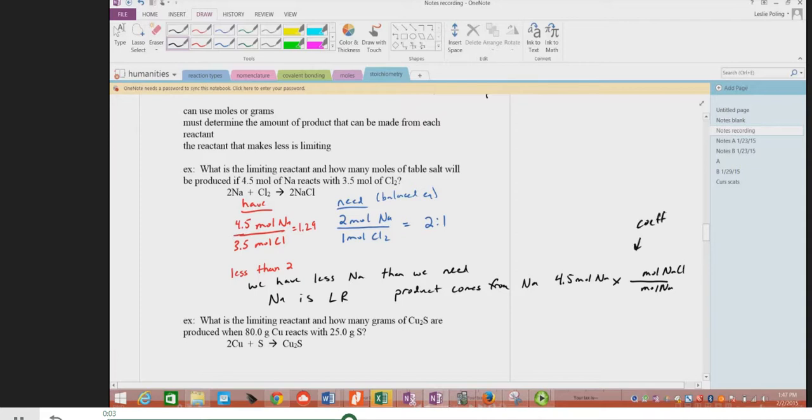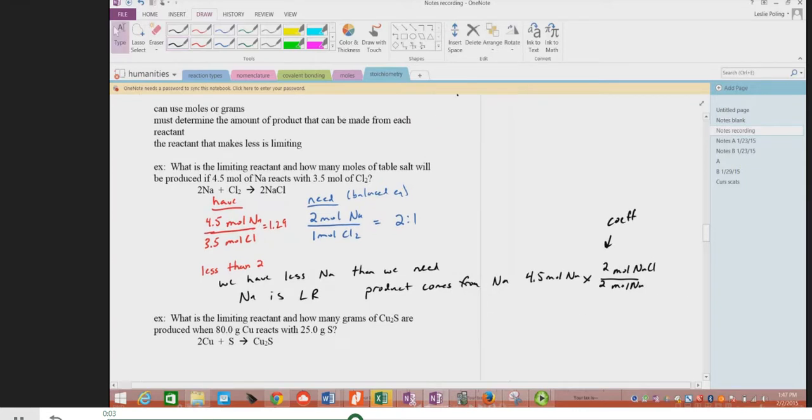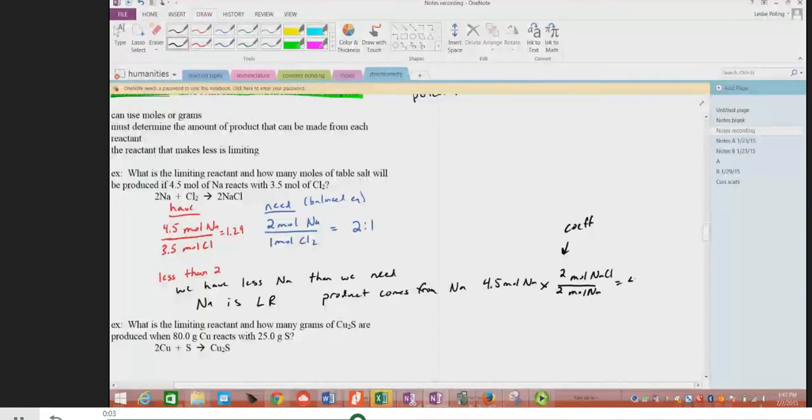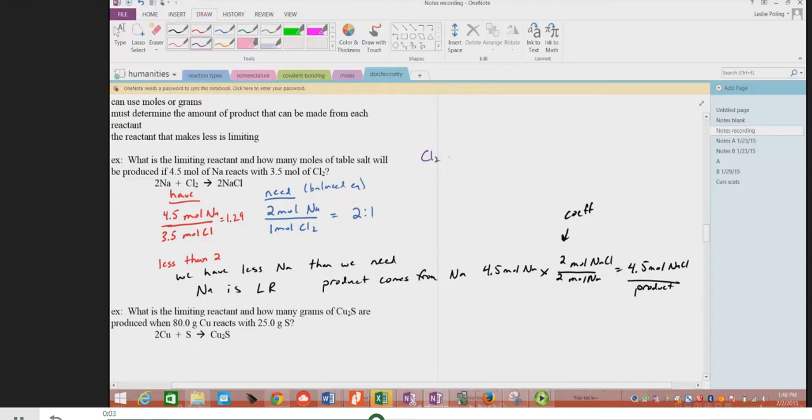Use the coefficients, 2 and 2, and 4.5 moles of NaCl. So there's our product. So what about the chlorine? It's excess.